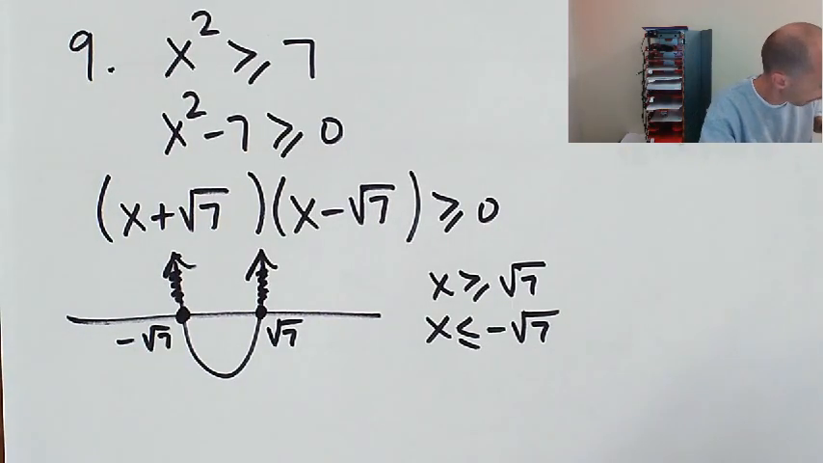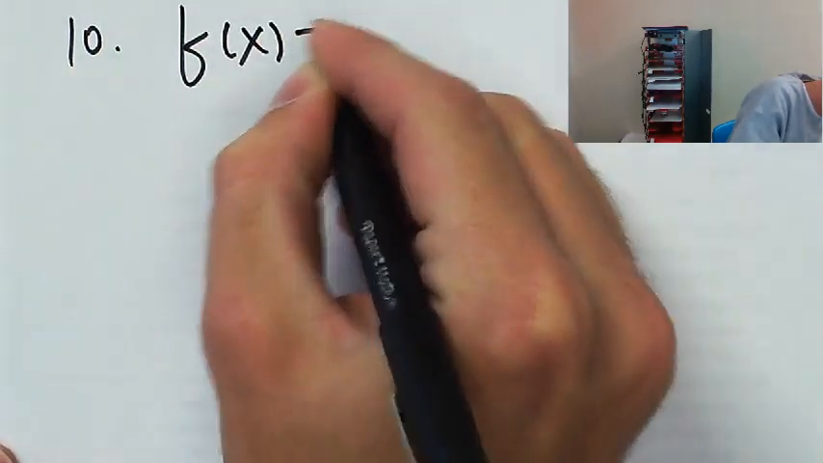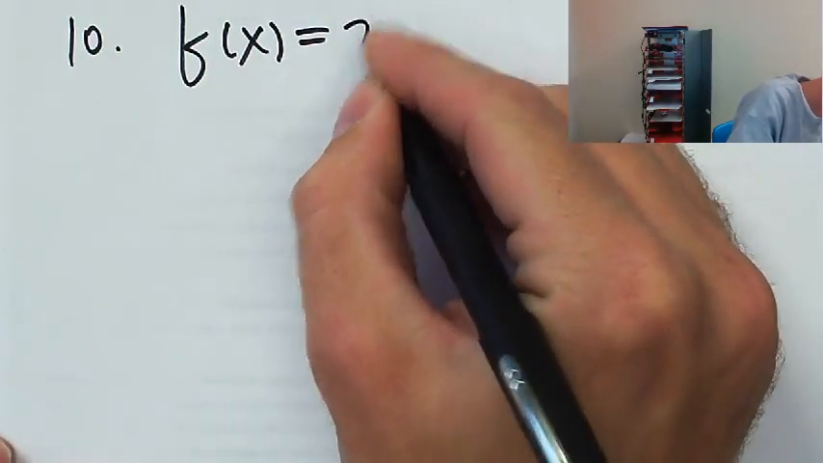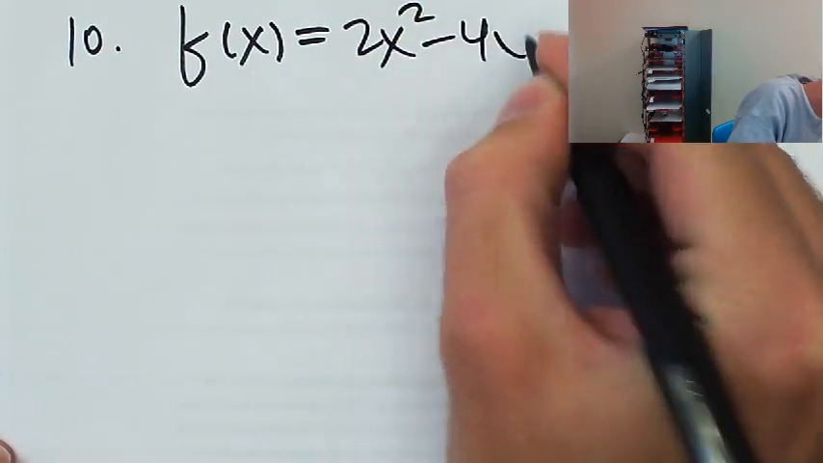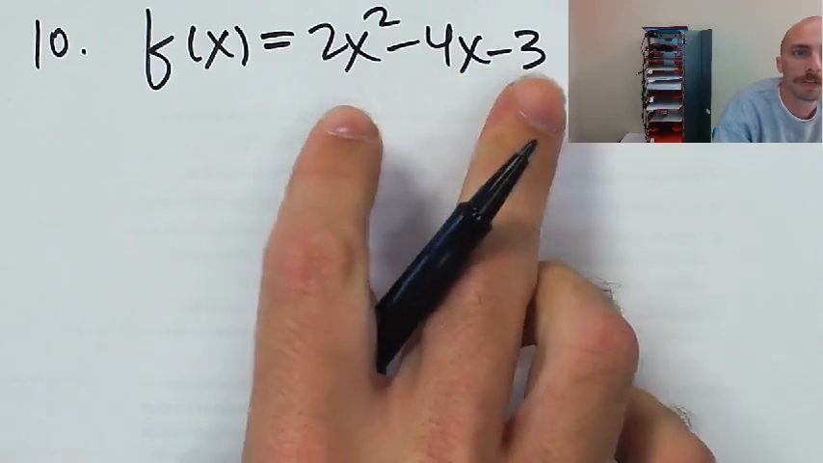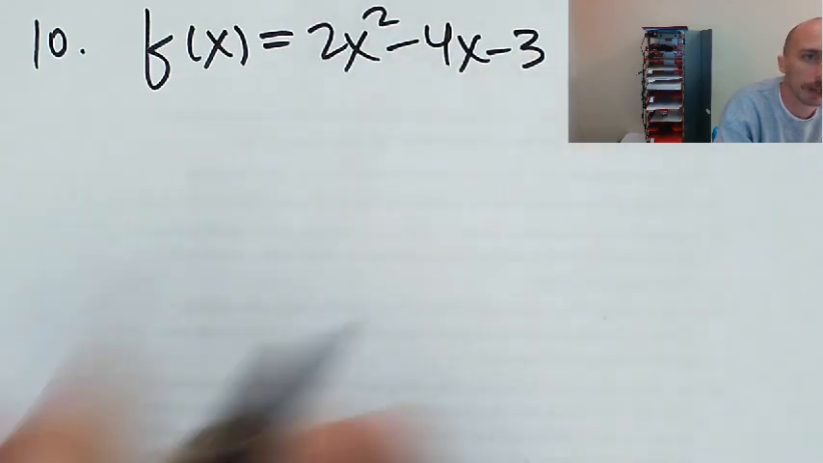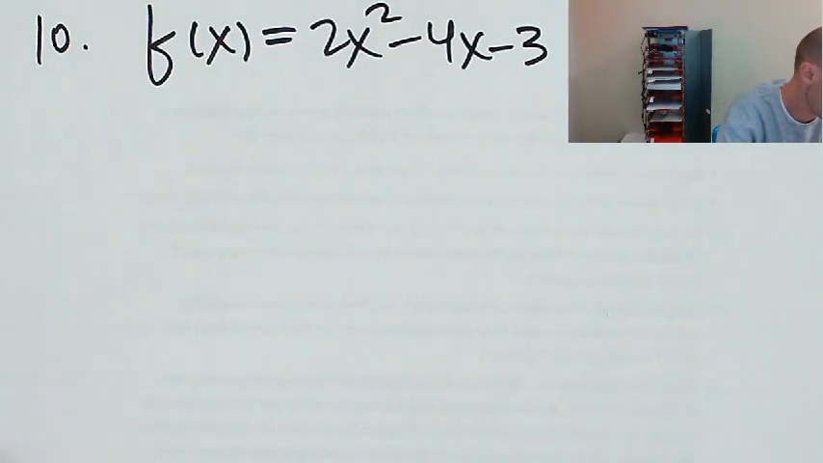So, wait, no, there's 10, 11. Okay, yeah, here they are. Give the intervals on which the function is positive and negative. So, essentially what we've been doing, right? After we set these things to 0. So, for 10, f of x is 2x squared minus 4x minus 3. We're interested in finding two numbers, if I'm going to factor it, that multiply to negative 6 while adding to negative 4.